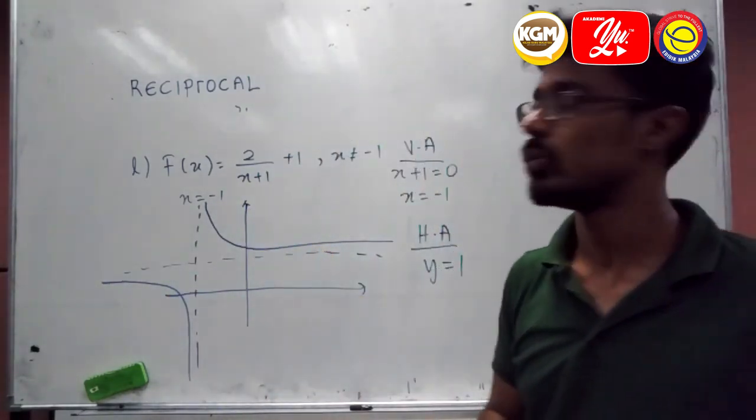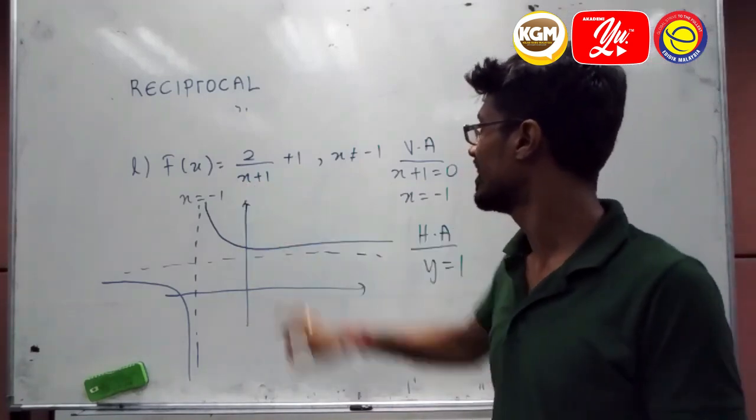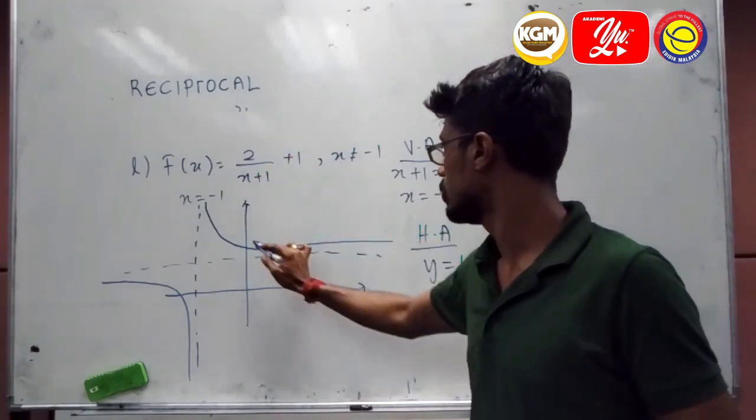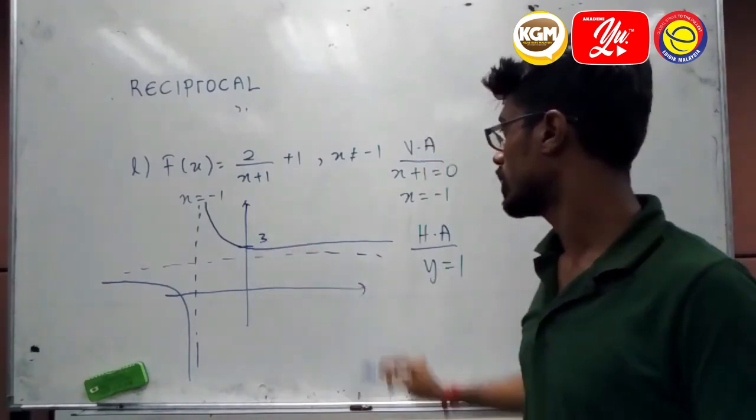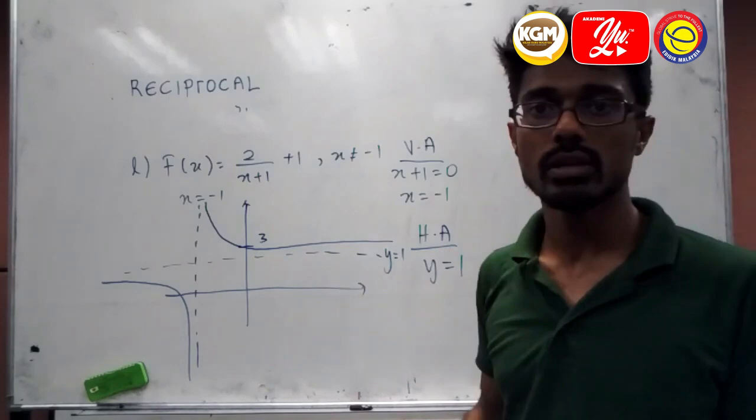Okay, and as you see again, we got y-intercept. It is advisable to go and work out the value. Y-intercept when x equal to 0, put 0 there. This is going to be 2 over 2 plus 1, that's going to be 3. Okay, and make sure you label everything nicely. Okay, there you go. That's our graph.